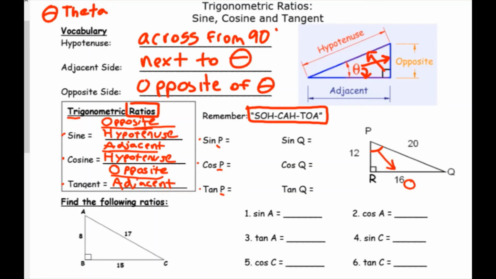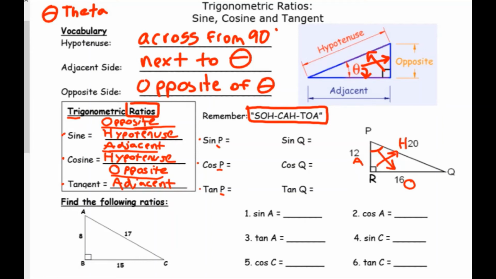Now, H is always across from 90. So, starting at 90, go across from it and label H. So, here's my 90, across from 90, and we'll put H. And that means your last leftover side is going to be A for adjacent. So we want to get real good at labeling O, H, and A. Now that it's labeled, for these three problems, I'm just going to write a fraction and reduce it.